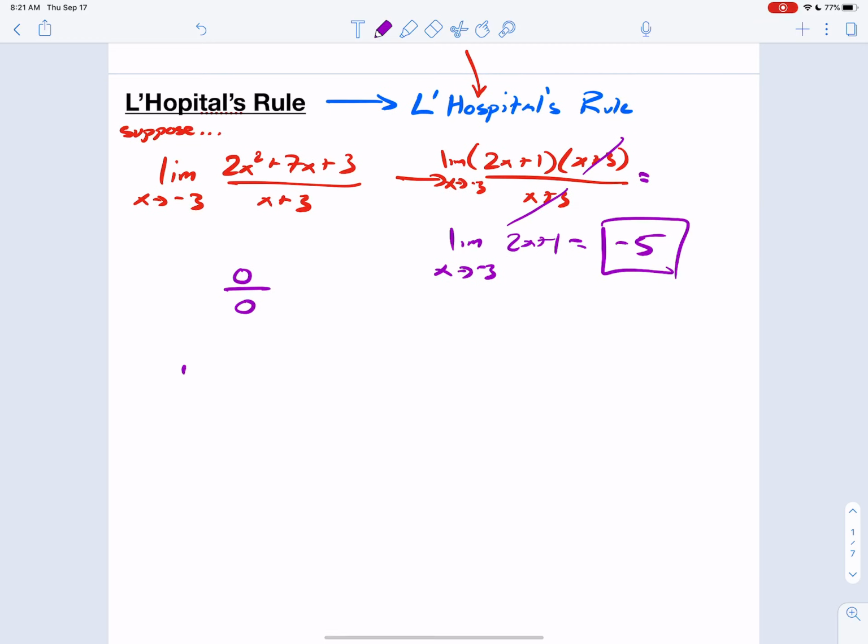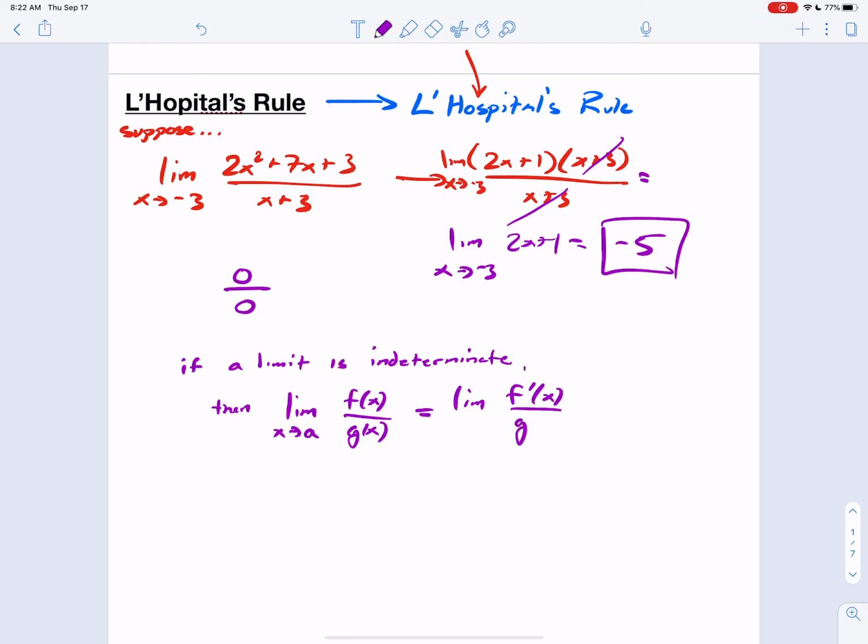He said, if a limit is indeterminate, then the limit of f of x over g of x as x approaches a is equal to the limit of f prime of x over g prime of x as x approaches a. Okay, that is the formal definition. So let me break this down for you guys, okay?